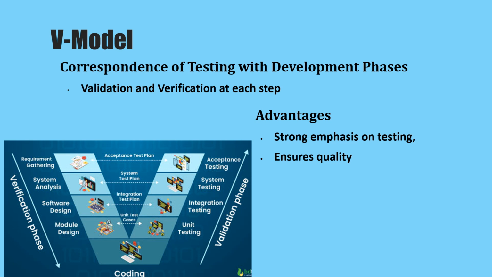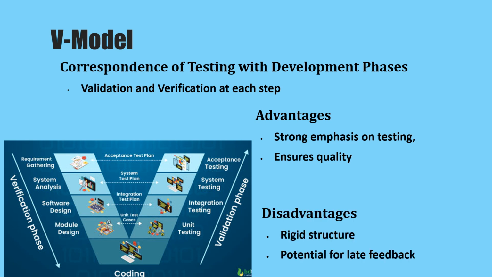Ensure quality. The model provides structured approaches to ensure that software meets quality standards at every stage of the development process. Disadvantages: rigid structure. First, the strict correspondence between development and testing phases may limit flexibility, particularly in projects with evolving requirements. Second, late feedback: stakeholders may not provide feedback until the later stage of testing, leading to costly rework if significant changes are required.